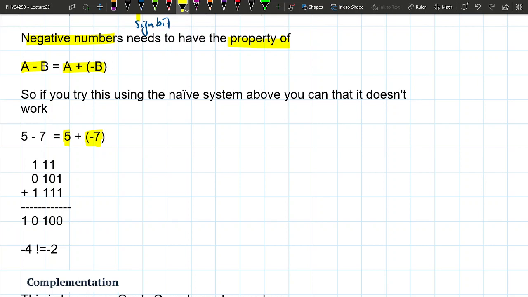Negative 7 has a sign bit of 1, because it's a negative number, and then 7 is just 1, 1, 1. So you add these together, you get 0 with the carry. Then you add this column, you get a 0 with the carry. You add these three together, you get 1 with the carry. And you add these together, you get a 0 with a carry. So we should have put an extra 0, 0 here. So our result came out to be 1, 0, 1, 0, 0.